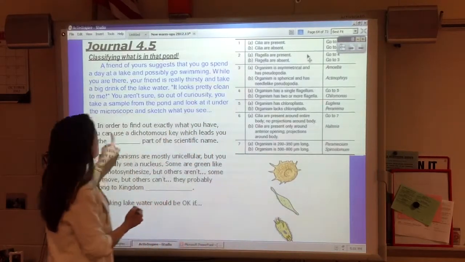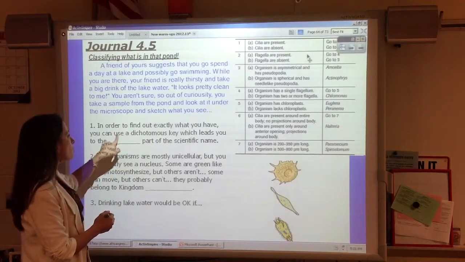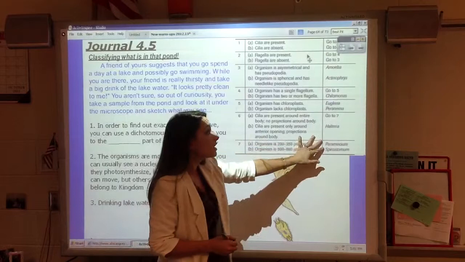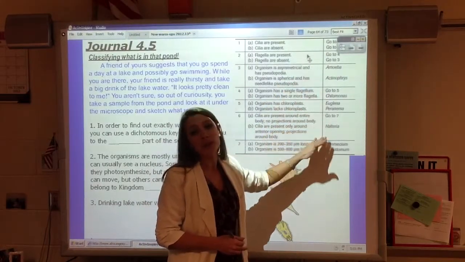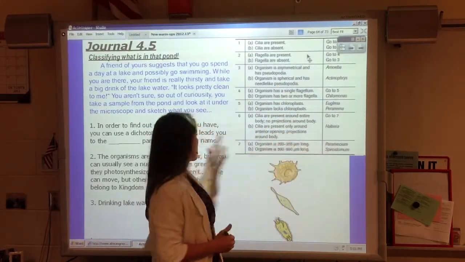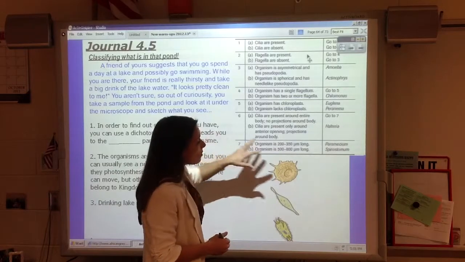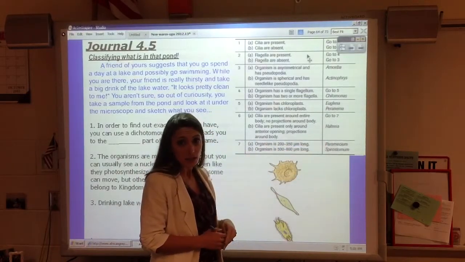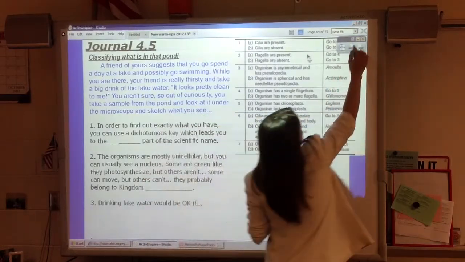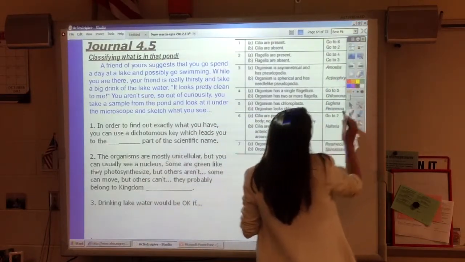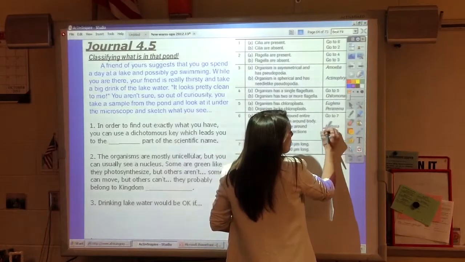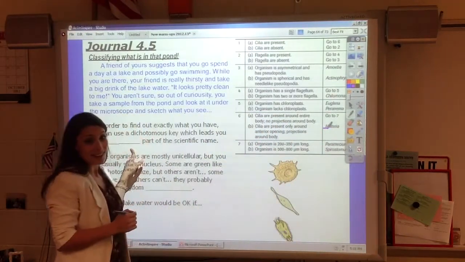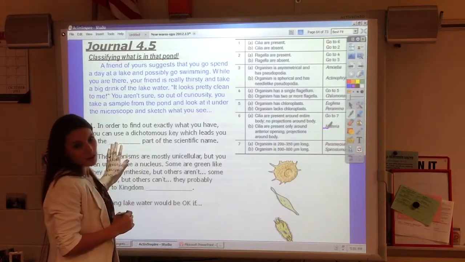What we want to do is use a dichotomous key to figure out the name. Now, these aren't common names. These are scientific names, but they're only giving you one part of the scientific name. What you'll notice is that they're giving you the part that has a capital letter on it. So that's the first part of the scientific name, but don't write the word first here.